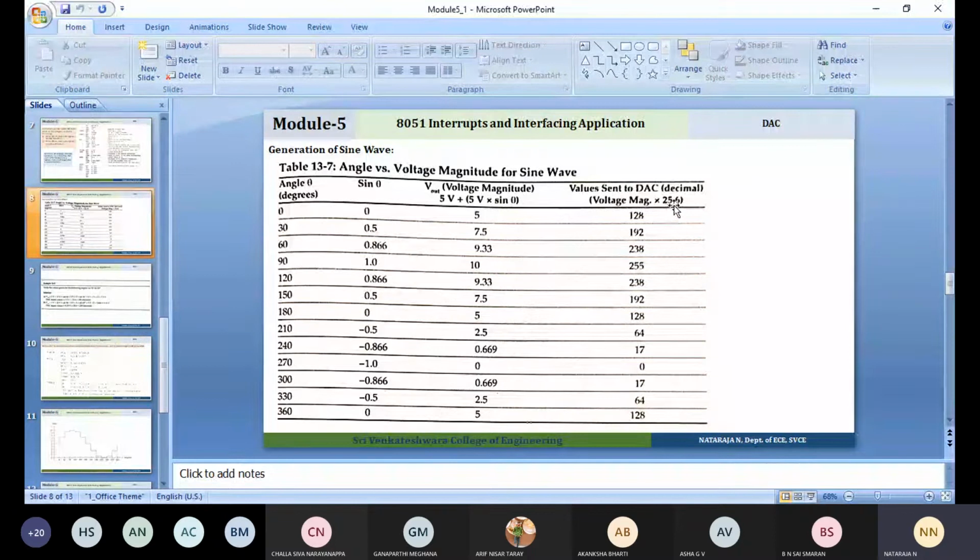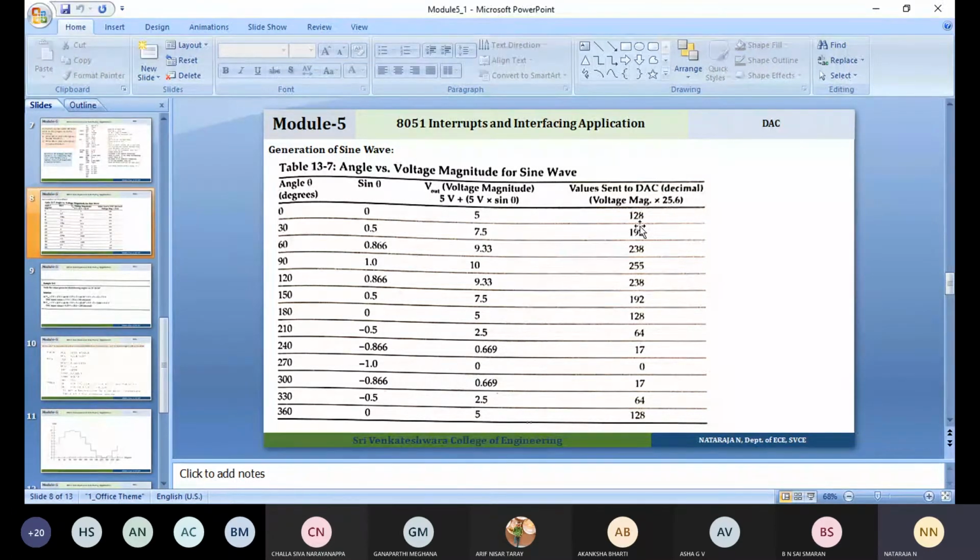What is this 25.6? The decimal number will vary from 0 to 255. Totally how many counts do we have? Totally 256, right? The decimal number is from 0 to 255. What is the count of that range 0 to 255? Totally 256 counts. We are going to take 10 volts peak to peak. Divided by 10, you will get 25.6. That is why you multiply 25.6 with this number, and you are going to get this number.